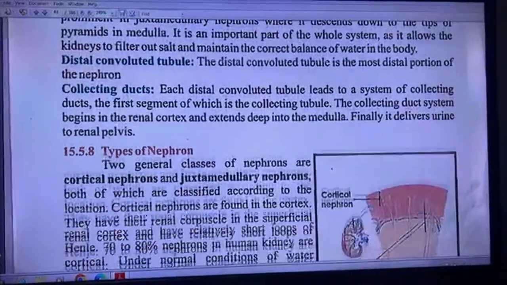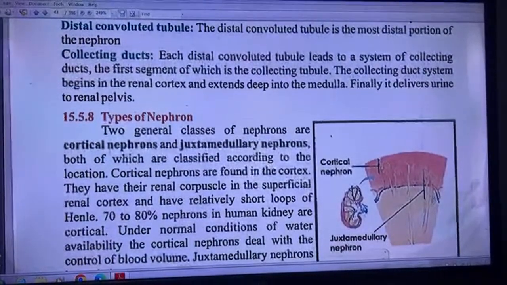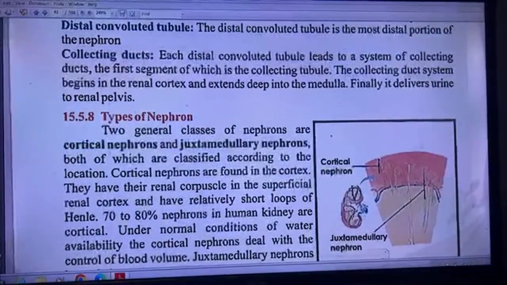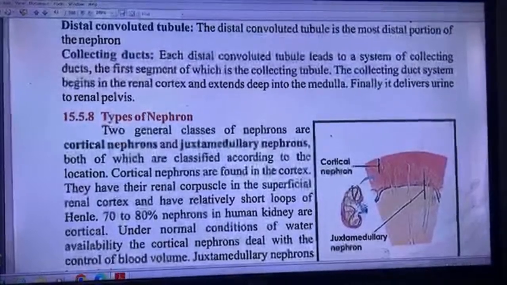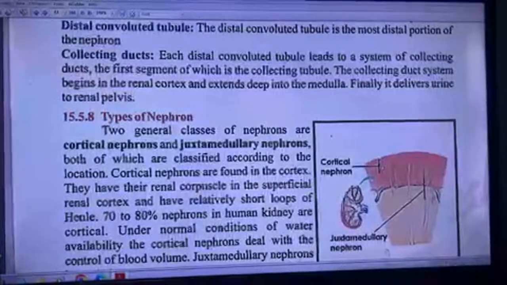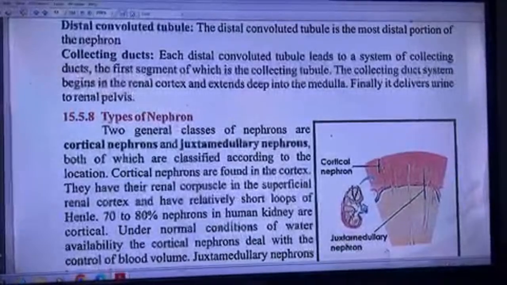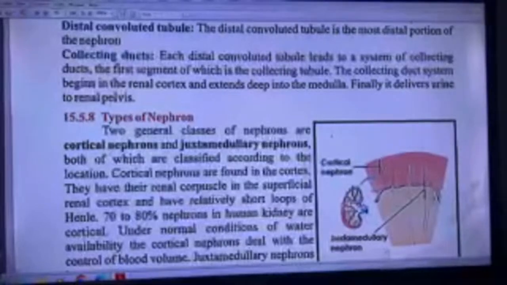Distal convoluted tubule. The distal convoluted tubule is the most distal portion of the nephron. Each distal convoluted tubule leads to a system of collecting ducts, the first segment of which is the collecting tubule. The collecting duct system begins in the renal cortex and extends deep into the medulla. Finally, it delivers urine to the renal pelvis.